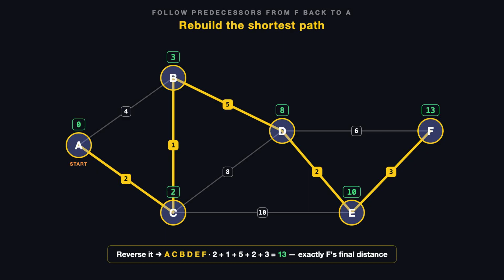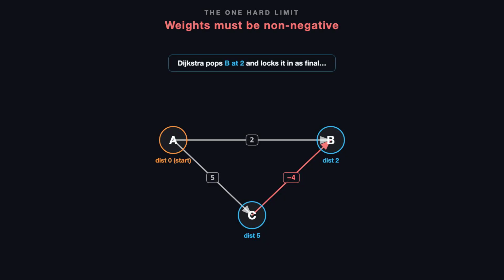That is the whole payoff. One run from a single source gives you the shortest path to everywhere, plus the breadcrumbs to rebuild each route. Now, one hard limit. Dijkstra needs every edge weight to be 0 or positive. Here is why. Remember the promise, once we pop a node, its distance is final. That only holds if reaching it another way can never be cheaper.